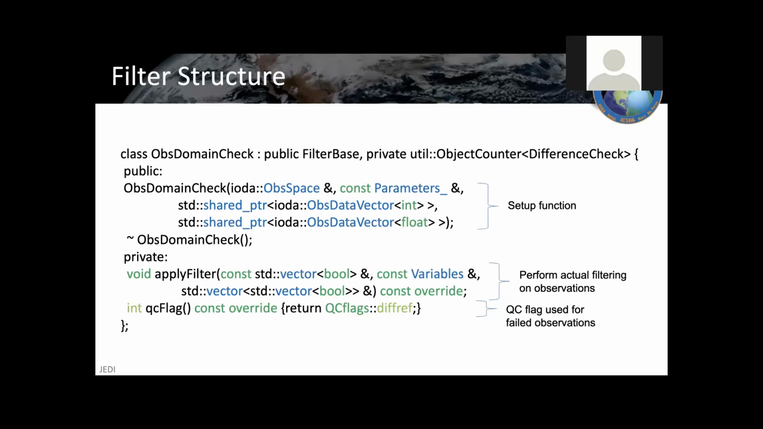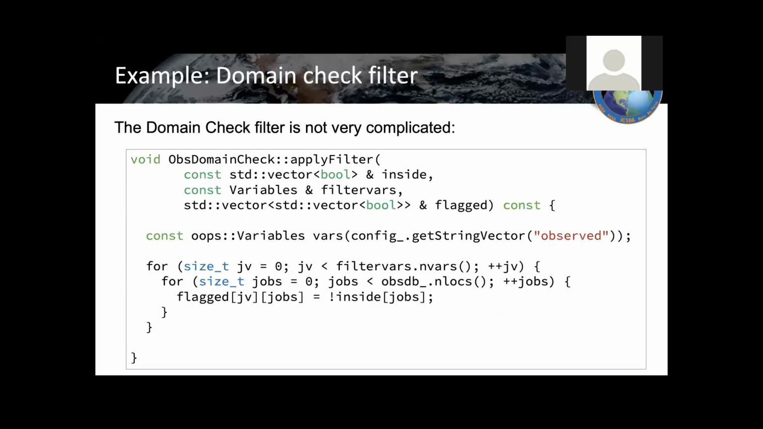So this domain check filter is not very complicated, and UFO support code works out all those complicated where masks in our YAML, and that just gets passed in through this parameter called inside. So if we are inside the where mask, inside is true. We also passed in that list of variables to be filtered. So the bending angle in the case of that example from the previous slide. And then all this code does is we just loop over every location for each of these variables that we specify. And then if we are inside or not, we set the appropriate QC flag.